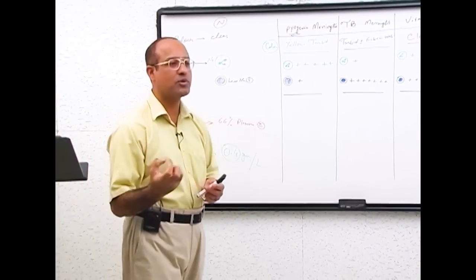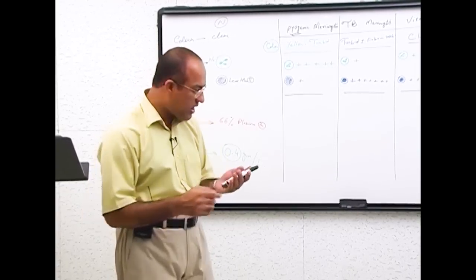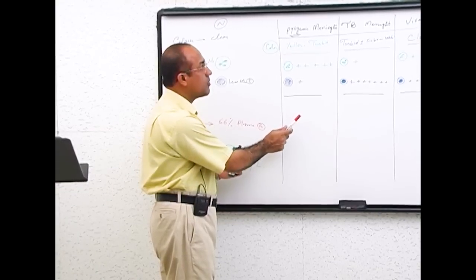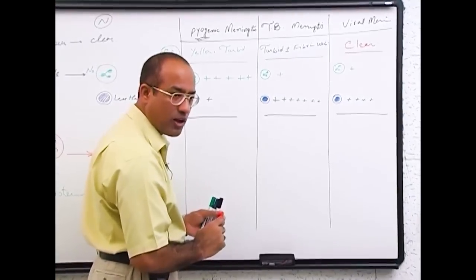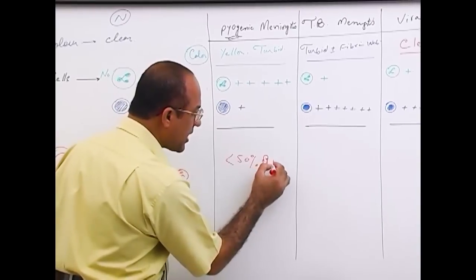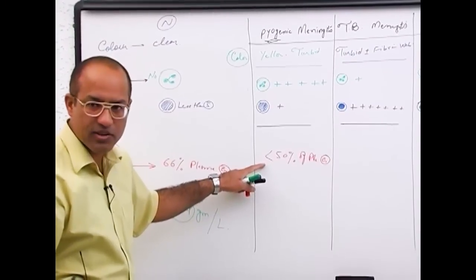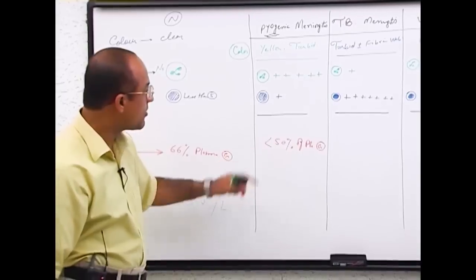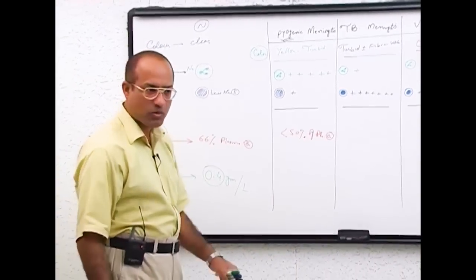Remember, bacteria love to eat up glucose. Viruses are not bothered about glucose. Is that right? So it's very clear that CSF glucose will be low in pyogenic meningitis, and CSF glucose will be low in tuberculous meningitis. Low means less than 50% of plasma or blood glucose level. Because every type of bacteria loves to take the glucose.